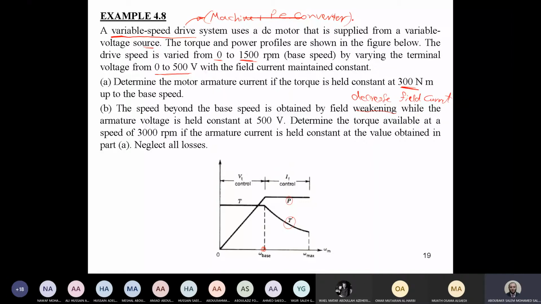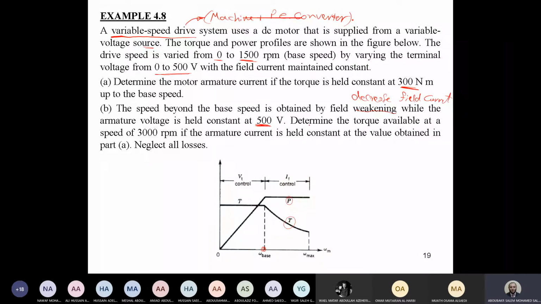What's required here? The speed beyond the base speed is obtained by field weakening, while the armature voltage is held constant. It has to be constant, otherwise the machine may be damaged. We shouldn't increase the voltage anymore. Also, we can control the machine using the field and keep the power constant. So we expect in this case, if the voltage will be constant, the current also will be constant because the power will be constant.